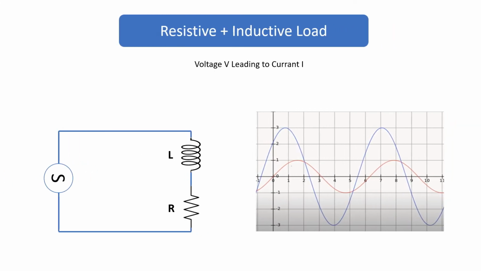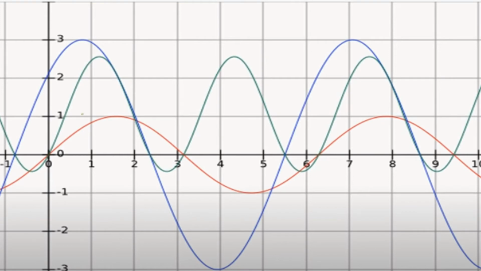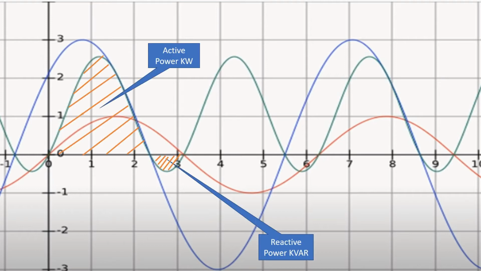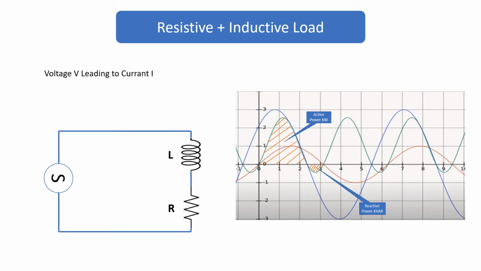Now consider the circuit in which there is a combination of resistive load and inductive load. Voltage is leading and current is lagging. See the graph. The current is lagging and voltage is leading. See the green line where some portion of power goes negative and a higher portion of power goes positive due to the combination of inductive and resistive load. The positive portion is active power and the negative portion of power is reactive power.